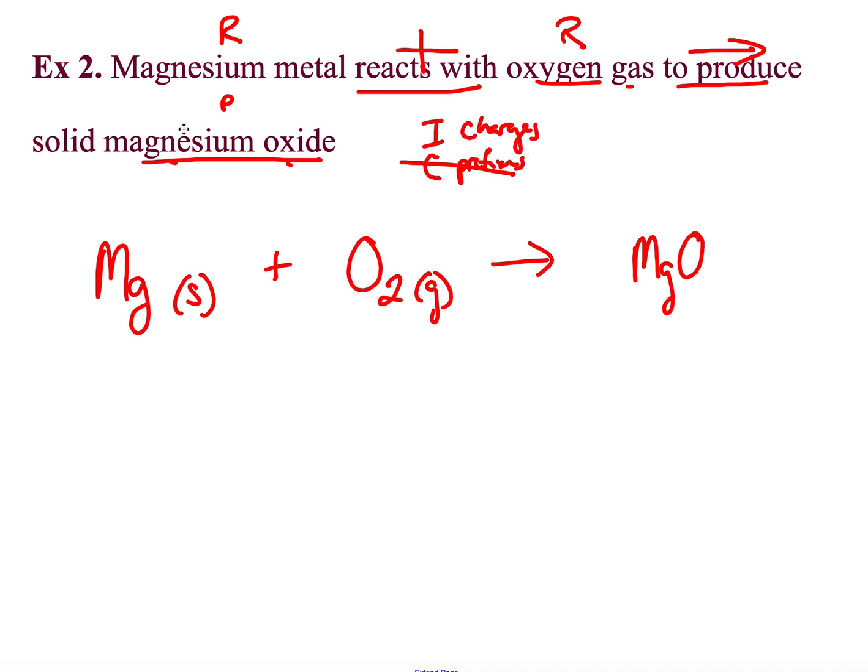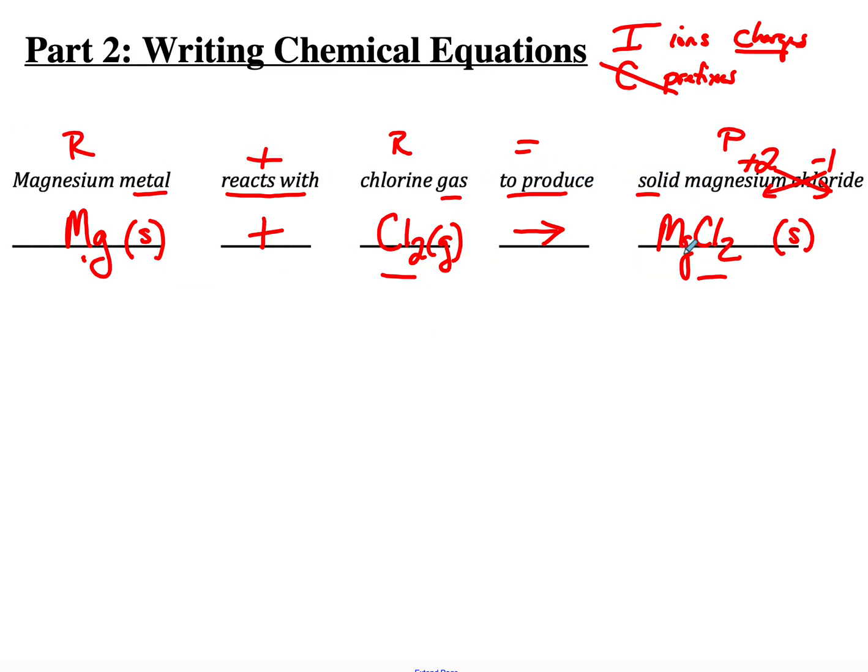So I look on the periodic table, what are my charges for magnesium? +2. What's the charge for oxygen? -2. So +2, -2, they cancel out and it's a 1-to-1. So I am correct here. But you can't just assume that you're correct with a 1-to-1 ratio all the time. Like over here, magnesium bonded to chlorine, it was a +2, -1. That wasn't a 1-to-1 ratio.